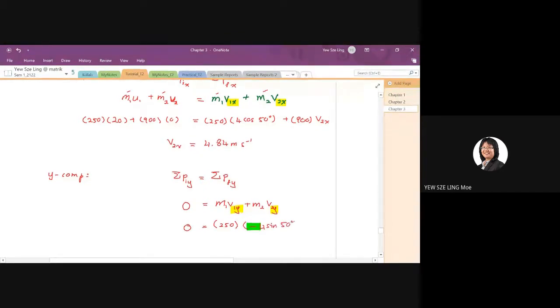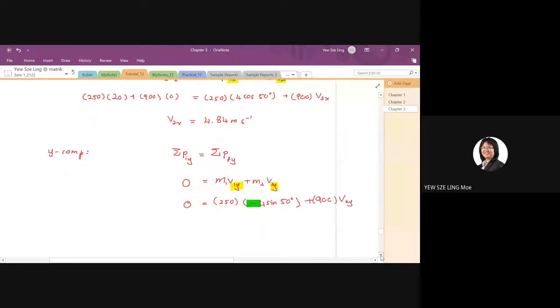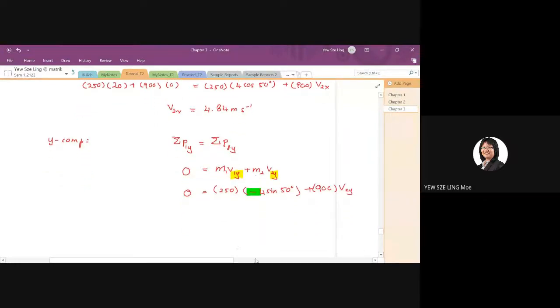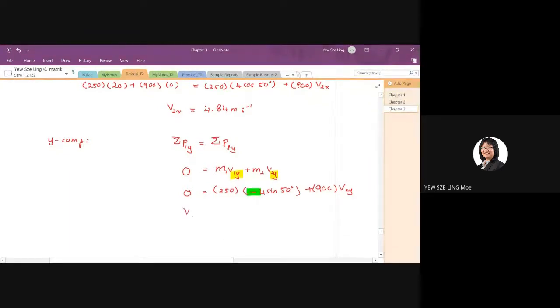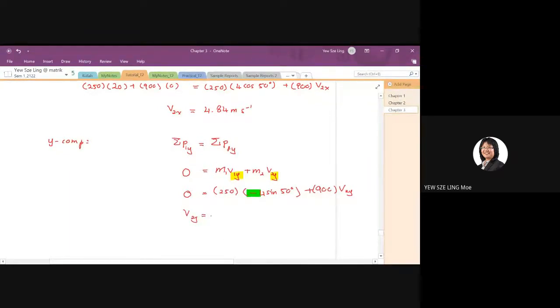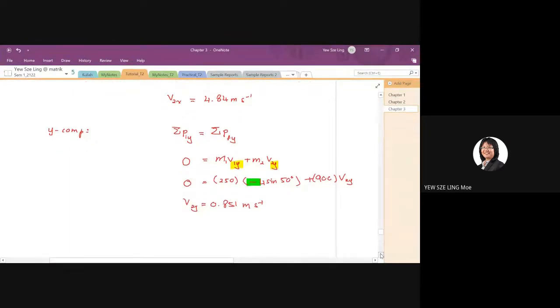sine 50 degree plus 900 V2Y. So rearrange the equations, you will get V2Y equals to 0.851 ms negative 1.